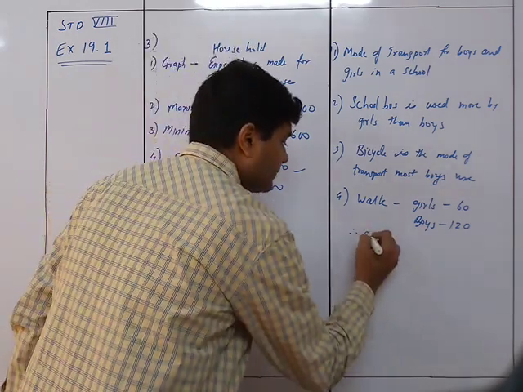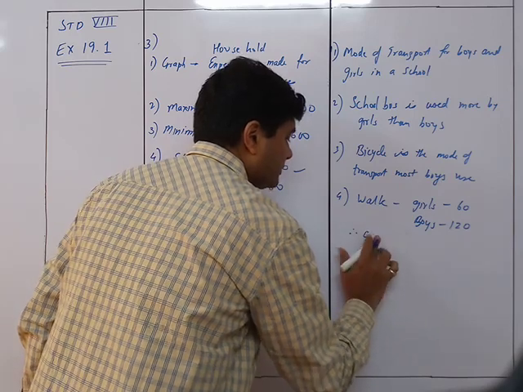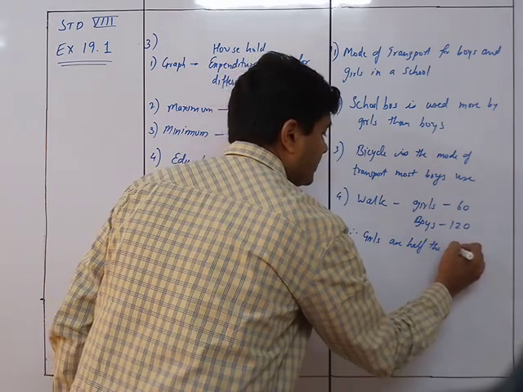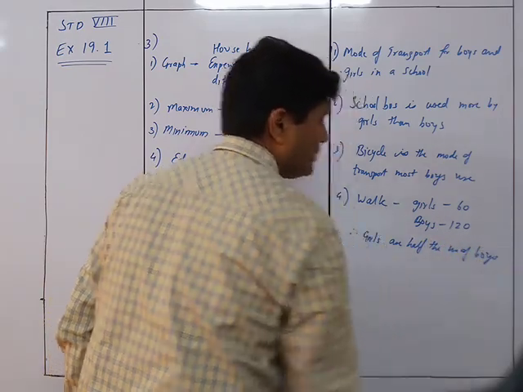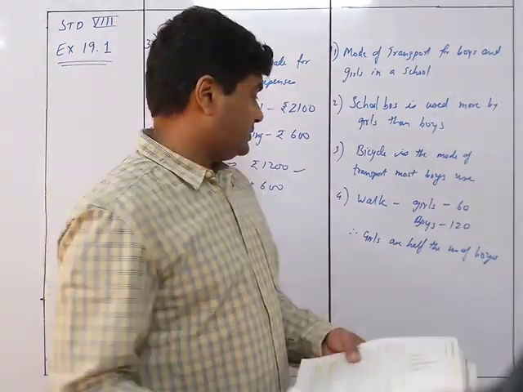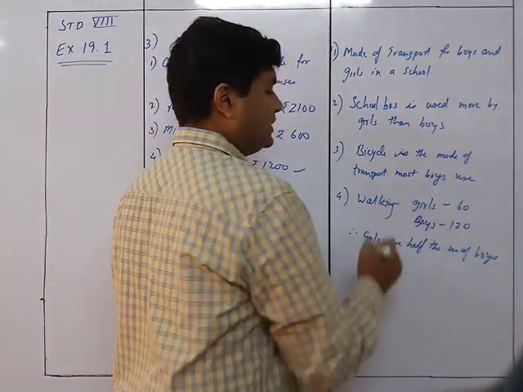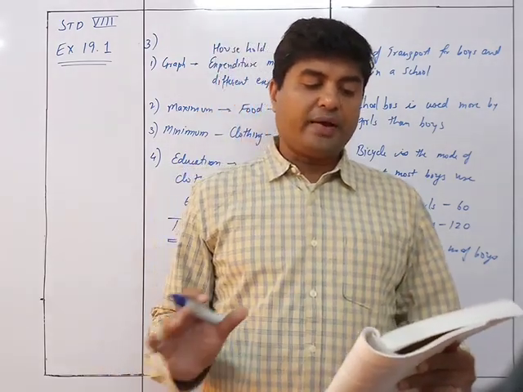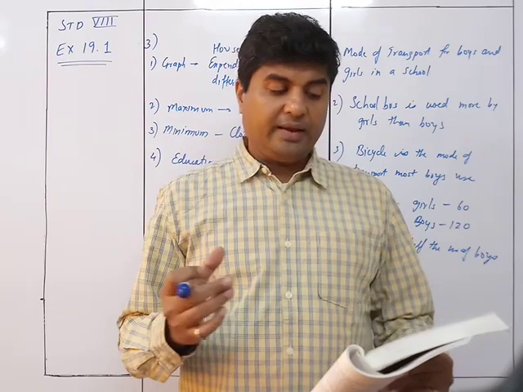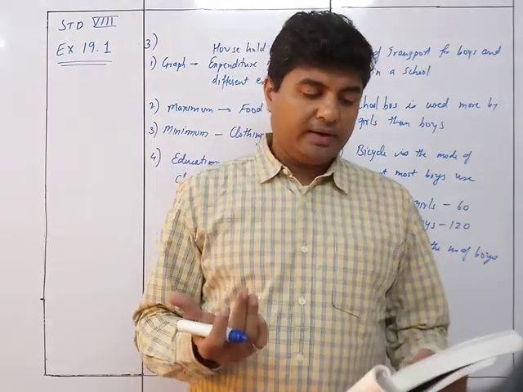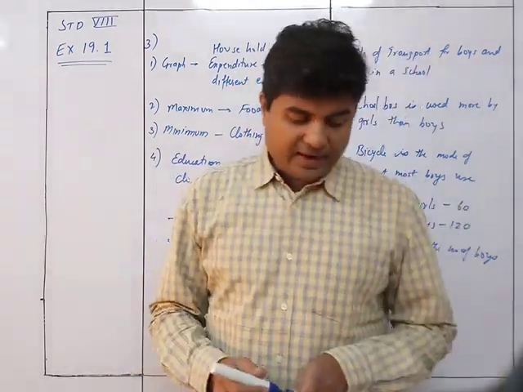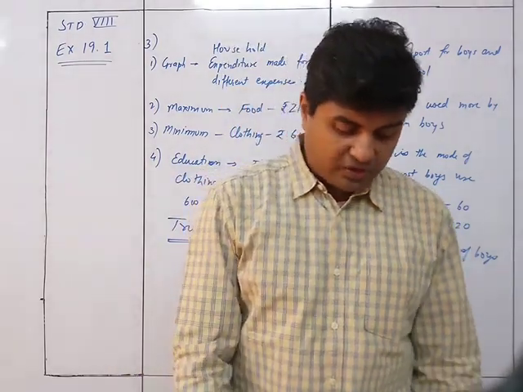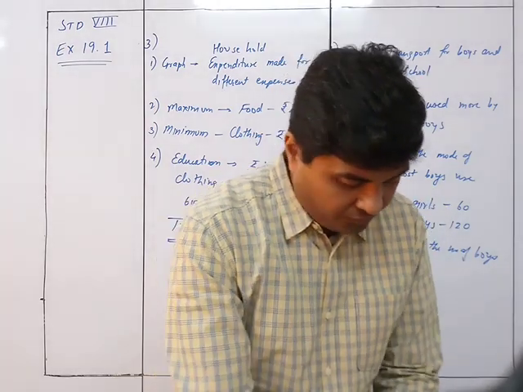The girls are half the number of boys. Okay, so it is walking that the girls are half the number of boys, because in all other cases it is not half, it is slightly less over there, and in fact in school bus it is more. So it is only in the walking case that the girls are half the number of boys. So this was question number 4.